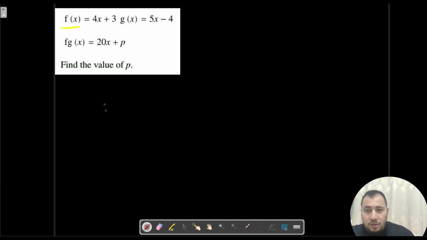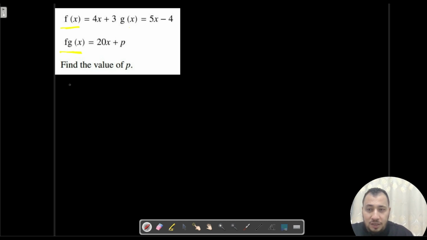Okay, so let's do it here. I have fg of x equal that. Let's get fg of x, and he's asking us to get the value of p. The idea here is simple. We will get fg of x together, then we will write it, we will form the equation, and after that, you will get the value of p. Let's do that.